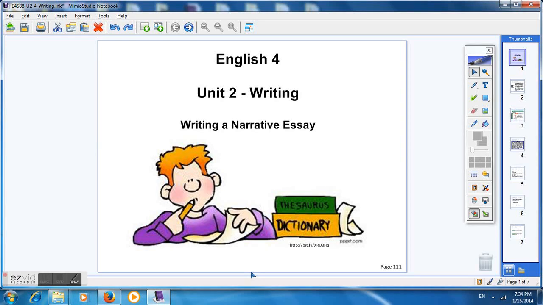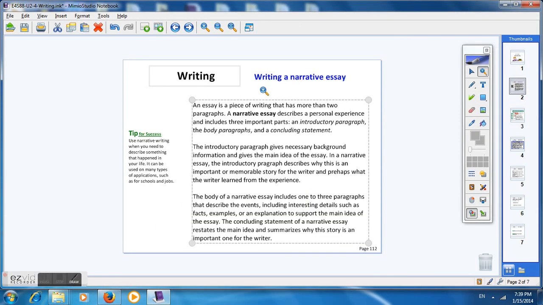Good morning. This is English 4, Section 88, Unit 2, Writing. Writing a narrative essay. That is on page 111. Writing a narrative essay.